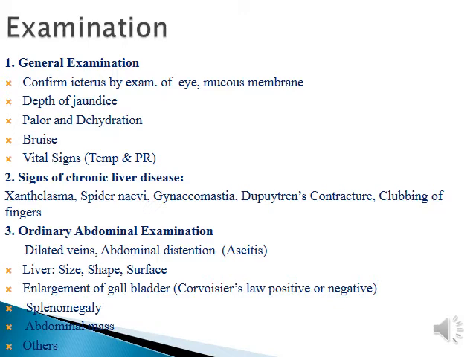Examination of the liver: size, shape, surface, enlargement of the gallbladder, and what we call Courvoisier's law, positive or negative. In case of carcinoma of the head of pancreas, Courvoisier's law becomes positive. It means there is a palpable gallbladder in case of jaundice. In jaundice due to CBD stone, Courvoisier's law becomes negative because there is no distension of the gallbladder and it is impalpable. And then check for the spleen, presence of splenomegaly I mean, and any abdominal mass and so on.